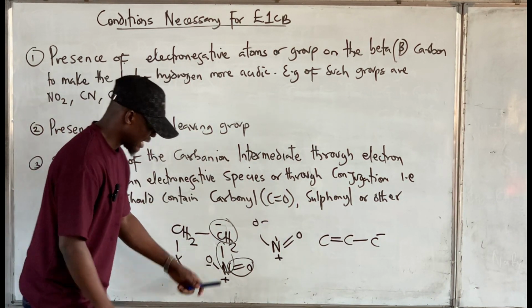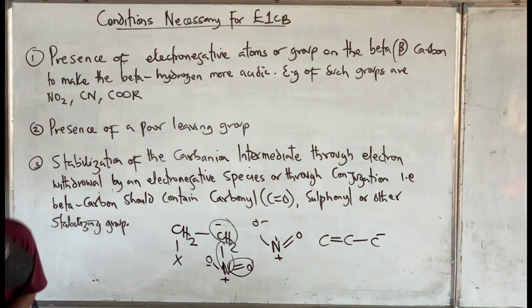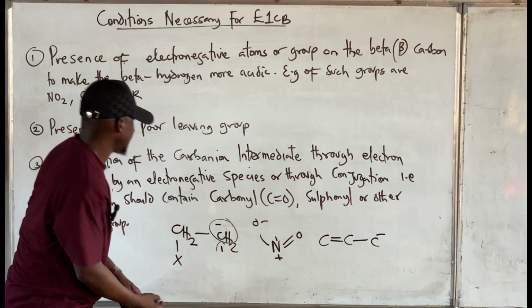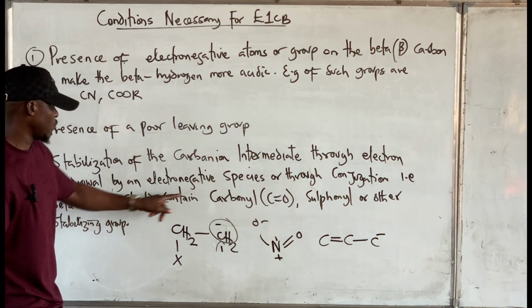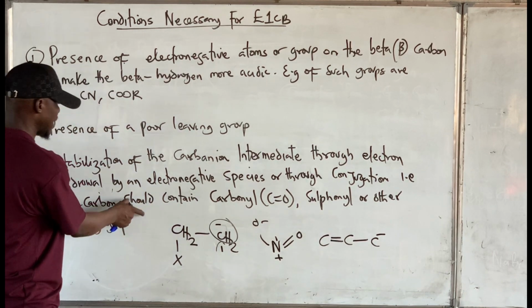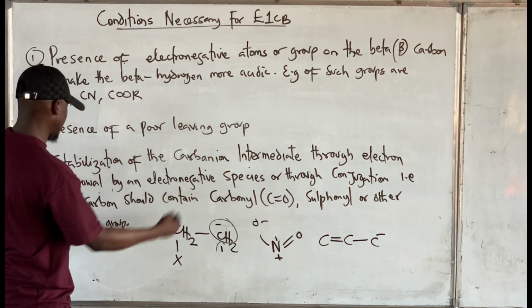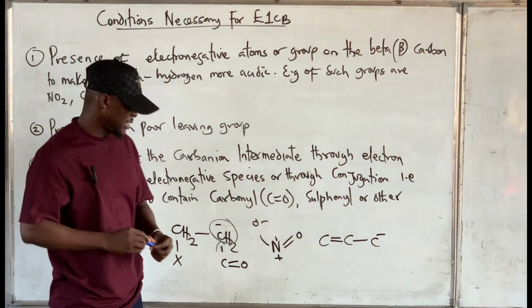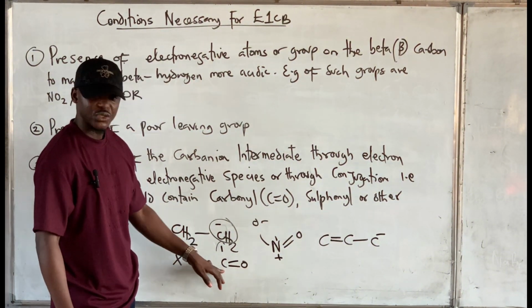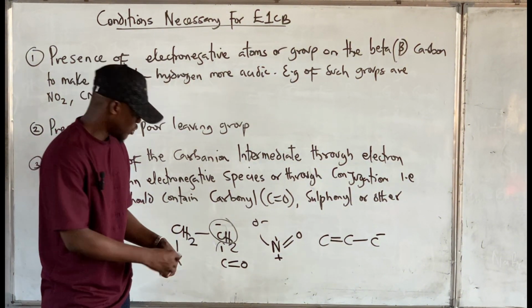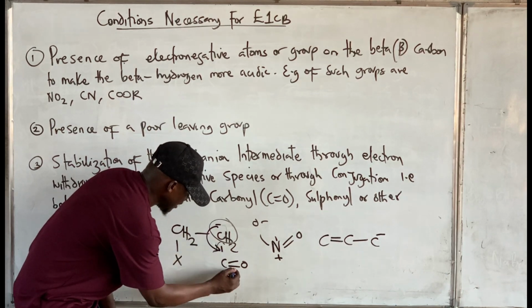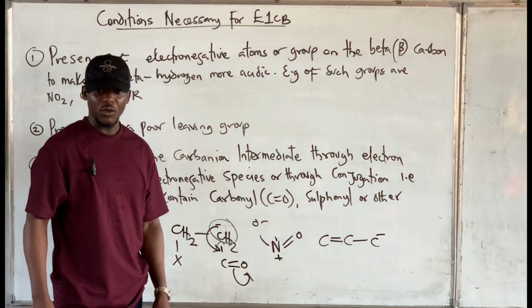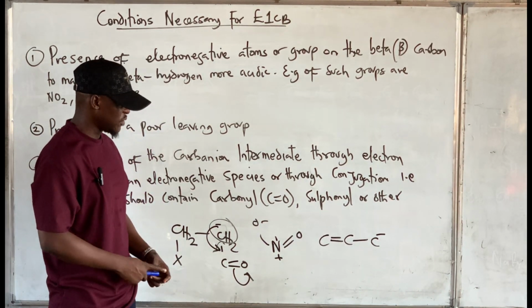So if you attach NO2 or a carbonyl to this, because it is an electron withdrawing group, that is, the beta carbon should contain this or any other stabilizing group. If I come here, I put a carbonyl. This is actually a resonance. Resonance will take place here. So this negative charge can come down here, and this comes here. So these are the factors that would affect E1CB.